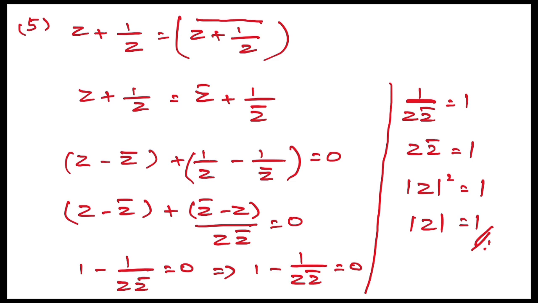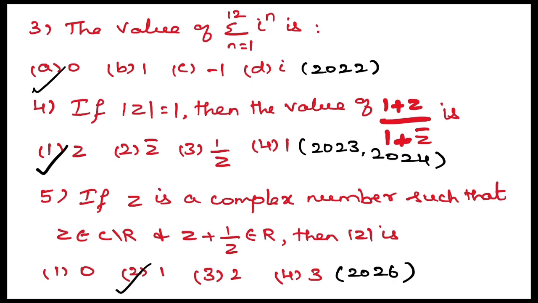Since you know z minus z bar is not equal to 0, we have 1 minus 1 by z z bar is equal to 0. Then simplify that, we get mod z square is equal to 1. From that we get mod z is equal to 1. So your answer is 1.